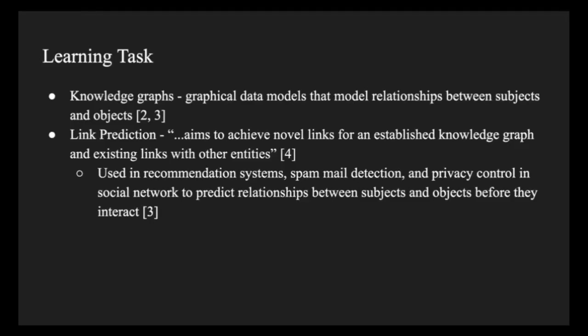Link prediction tries to achieve finding out the relationship between one object and one subject that we don't know about within a knowledge graph that is already there, taking into account the other relationships within the knowledge graph. These learning tasks on link prediction are usually used in social media, spam detection, and other areas where we need to predict those relationships. Next slide, please.